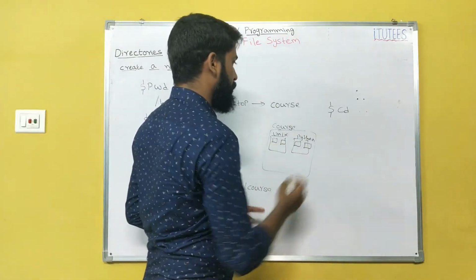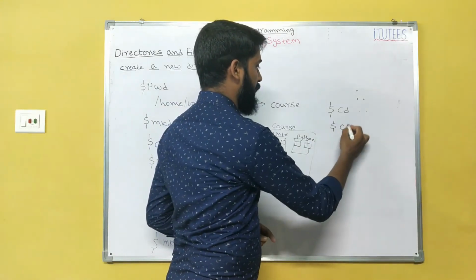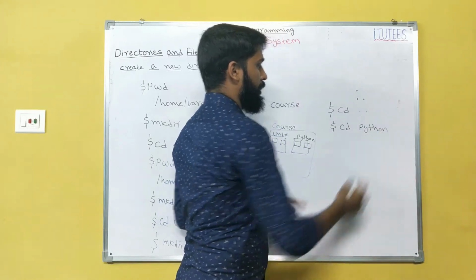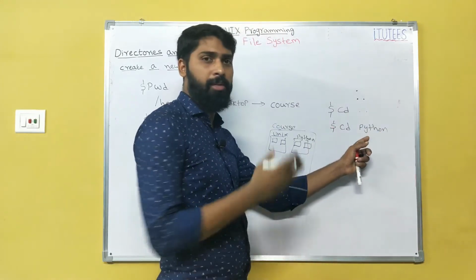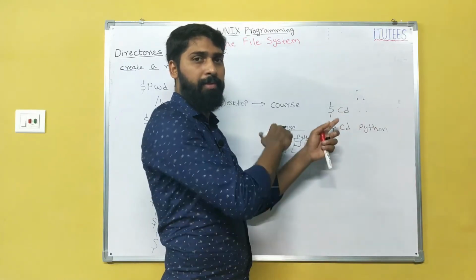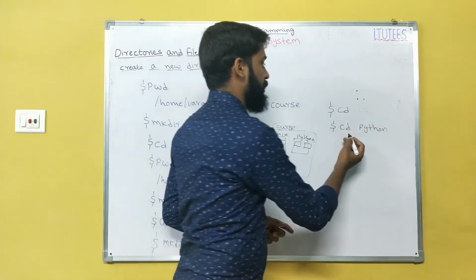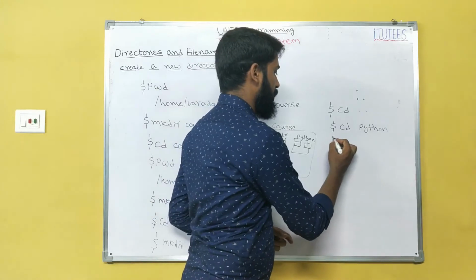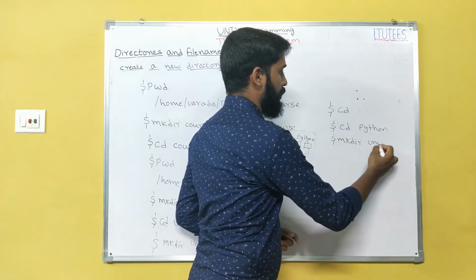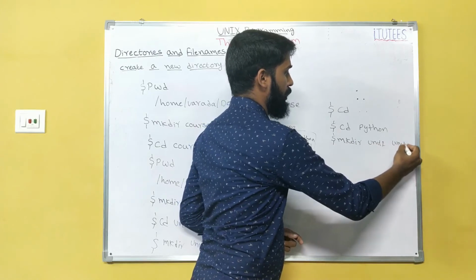Now in this course, again I want to change directory to Python. I hope you understand. Change directory Python means go to the next one. So cd dot dot means the previous one, that means the parent one. So cd Python. In this I am going to write mkdir unit 1 and unit 2.